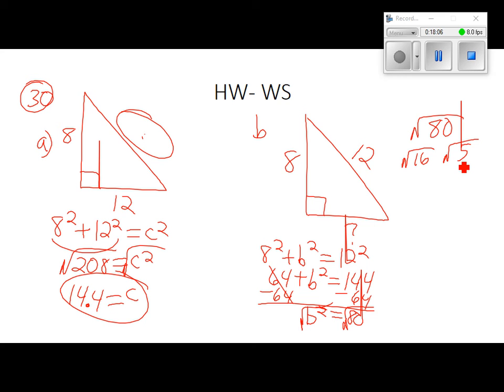What is the square root of 16? Square root of 5, what do we do with that? Just leave it there. 4 times the square root of 5. That's an exact answer, not that crazy decimal answer.